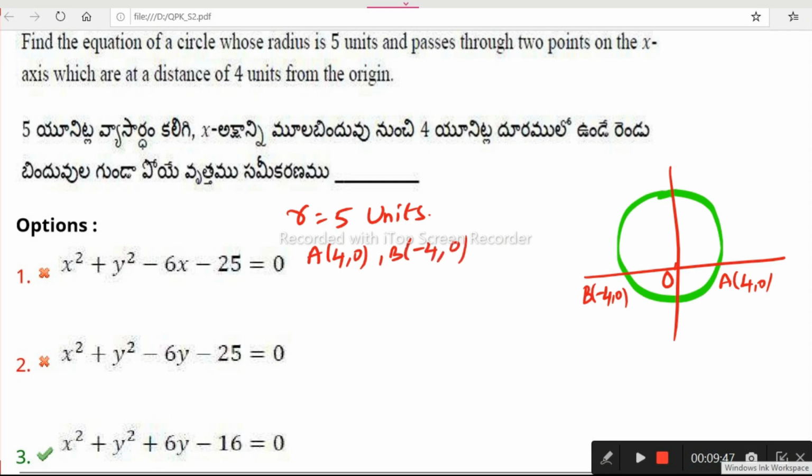Check the first option, let's see A first. 4 squared is 16 plus 0 minus 25. Is it 0? No, it's not equal to 0.